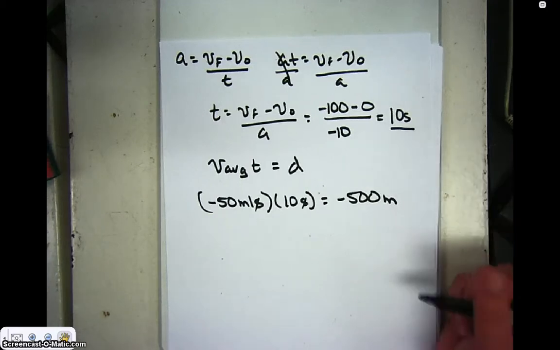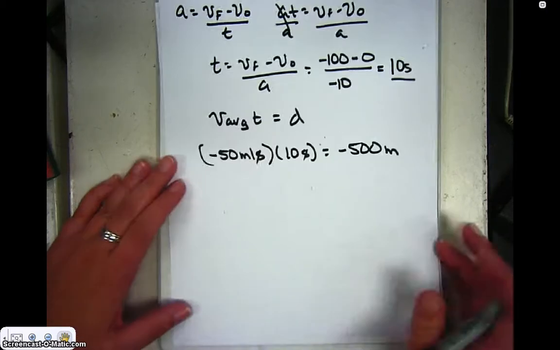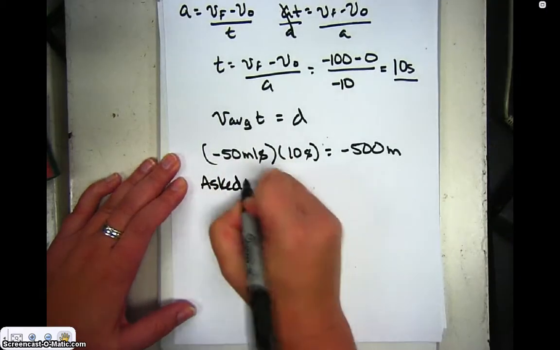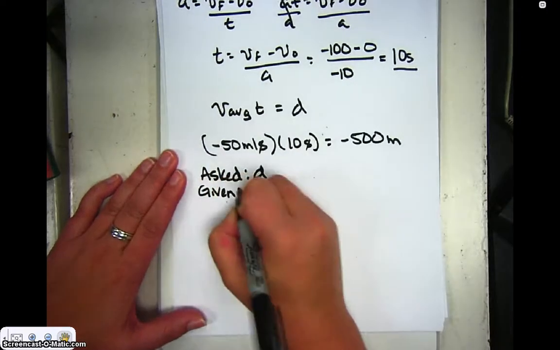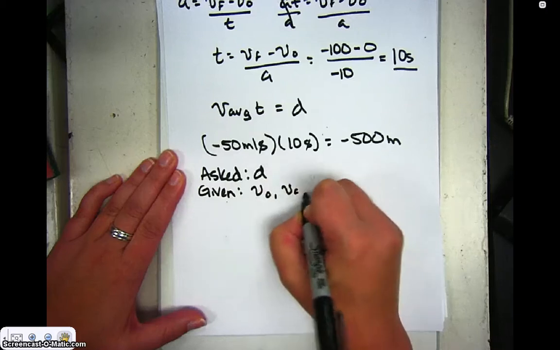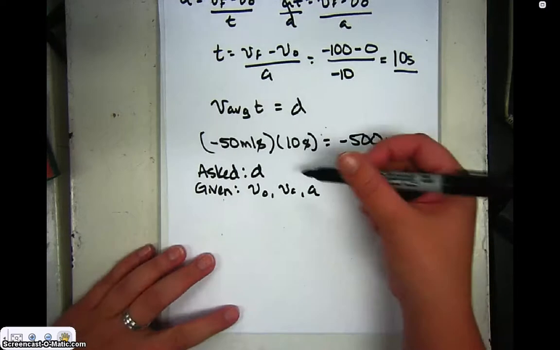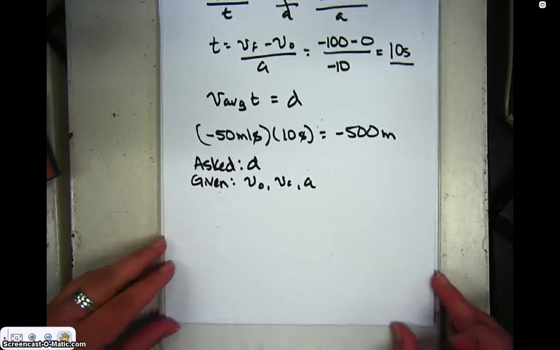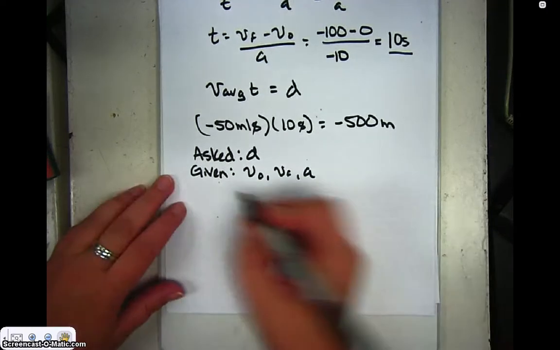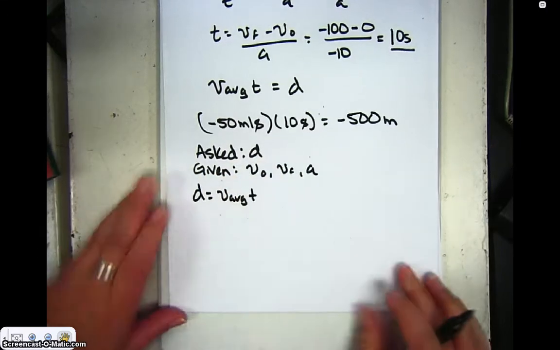So this is a sort of roundabout way, and I'm going to derive an equation where, remember that I was asked D, and I was given V initial, VF, and A, okay? I'm going to derive an equation where I can solve for D given that I do not have time, just given those other variables, okay? So I'm just going to go through the steps that we did before, but now we're going to do it algebraically, okay?